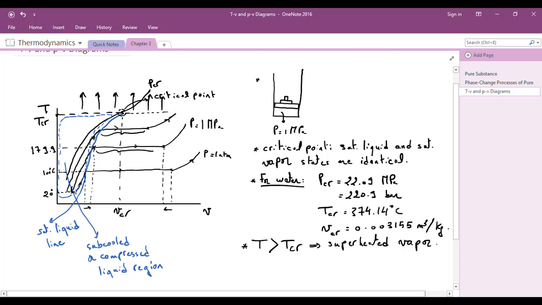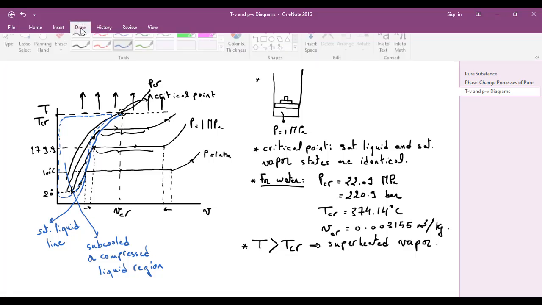If the state is on the saturated liquid line, we can say that the water is in saturated liquid, which means that the water is about to vaporize. So in the subcooled or compressed liquid region, the water will be far from vaporization, as we said before.